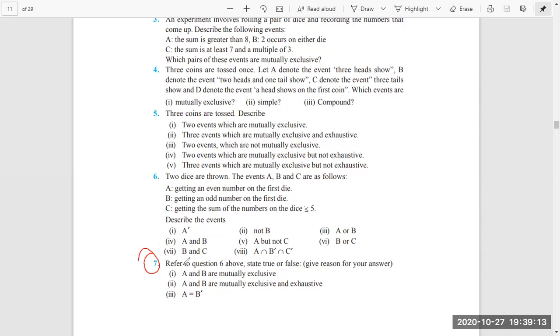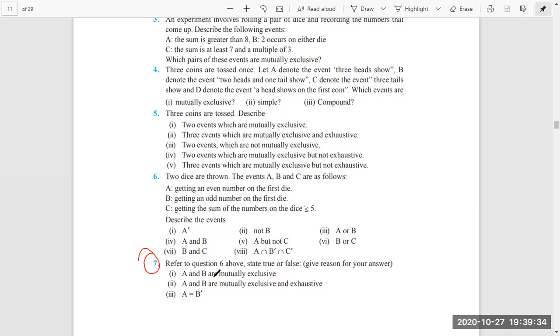So question number 7, refer to question 6, state true or false. A, B, C are as follows. A is getting an even number on the first throw, and B is getting an odd number on the first throw. C is the sum of the numbers on the die being less than or equal to 5.